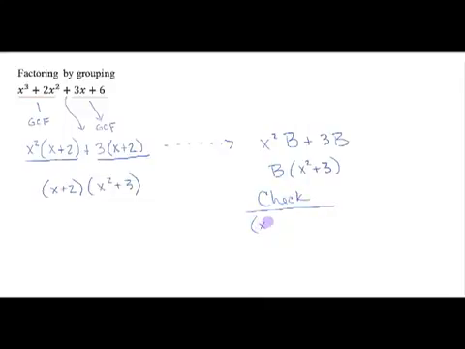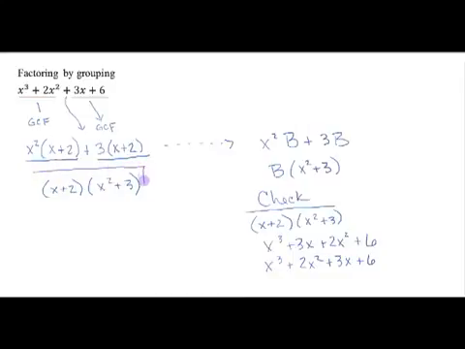We simply FOIL the x plus 2 and the x squared plus 3. That gives me x times x squared is x cubed. X times 3 is a 3x. 2 times x squared is 2x squared. And 2 times 3 is 6. If we put this in descending order, it's x cubed plus 2x squared plus 3x plus 6, which is exactly what we started with, so we know for sure that this is the factorization of that polynomial.